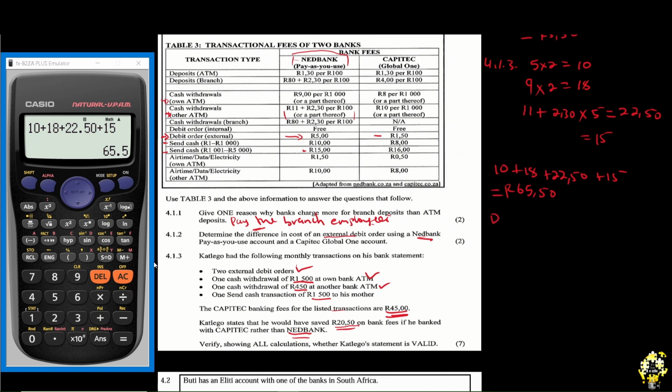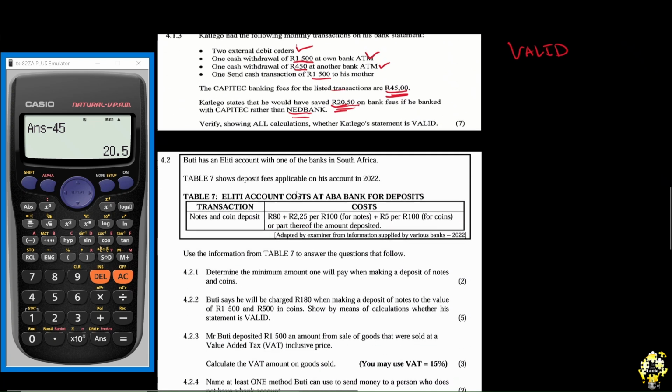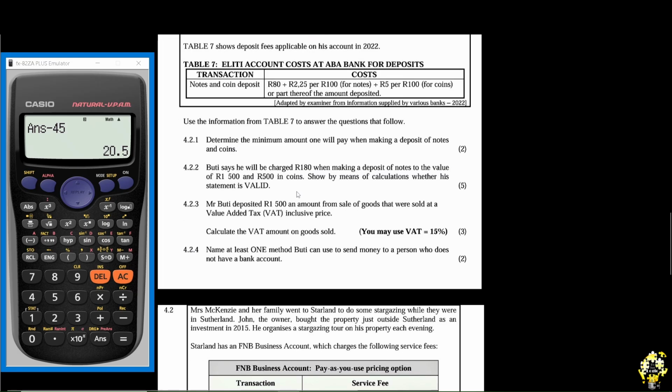Let's do the difference. So we can simply write here difference. We are going to say 65.50 subtracting 45. What do we get? Okay, 20 rands 50 cents. So he's correct. If he was using Capitec, he would have saved 20 rand 50 cents. So the statement that Katleho has claimed is very much valid, or is correct. And there is our 7 marks. So I hope by now you are getting to grips with this.